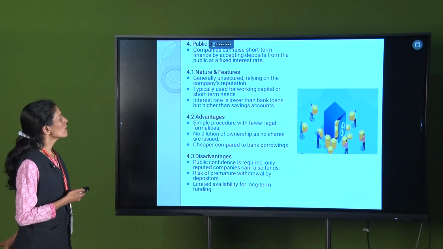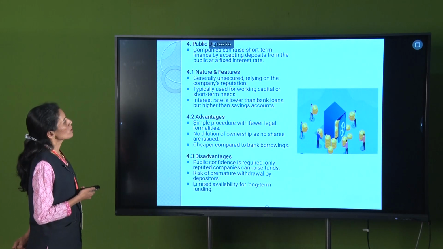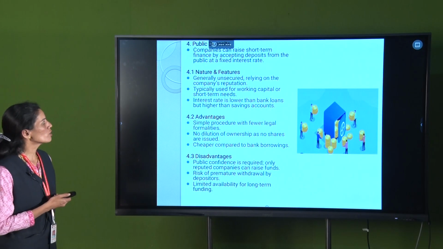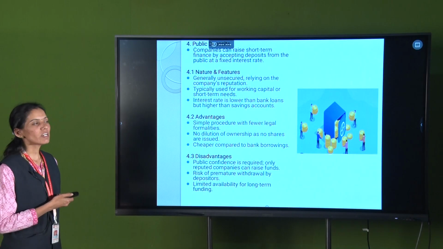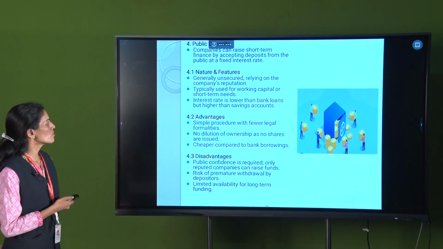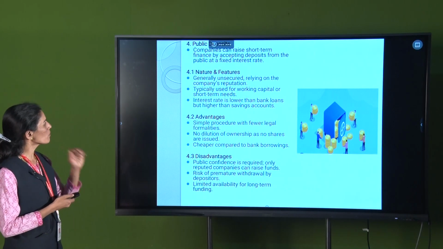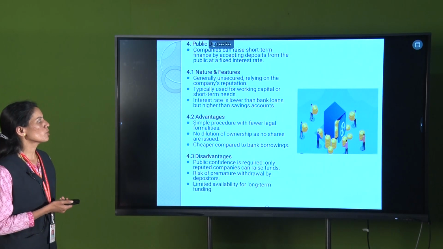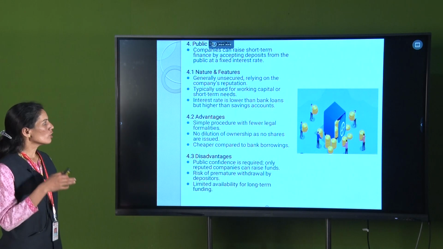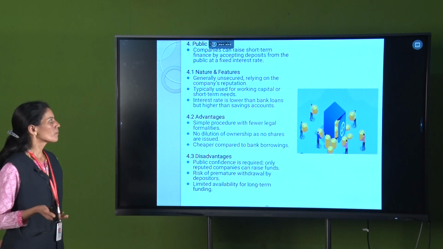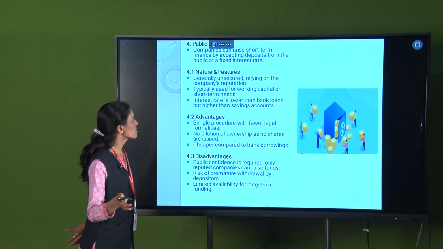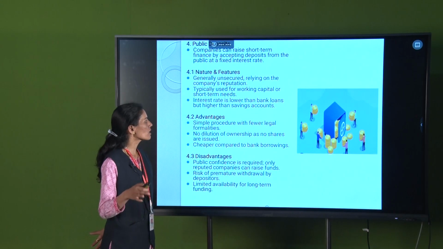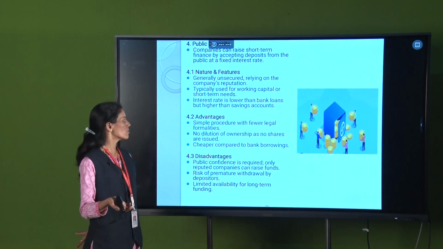Then public deposits. What is meant by public deposit? Companies can raise short-term finance by accepting deposits from the public at a fixed interest rate. That is the public deposit. Nature and features of the public deposit: generally, it is unsecured, relying on the company's reputation. Typically used for working capital or short-term needs. Interest rate is lower than bank loans but higher than savings accounts.